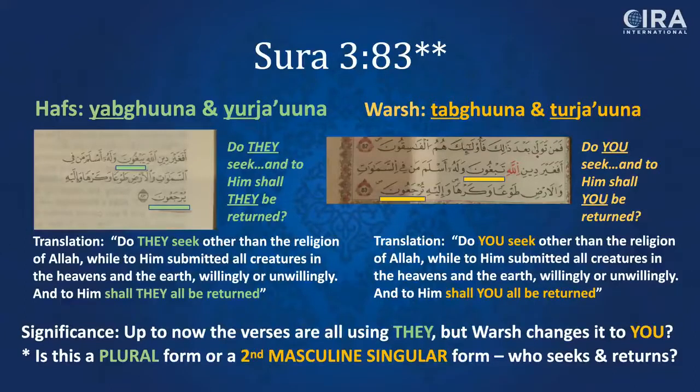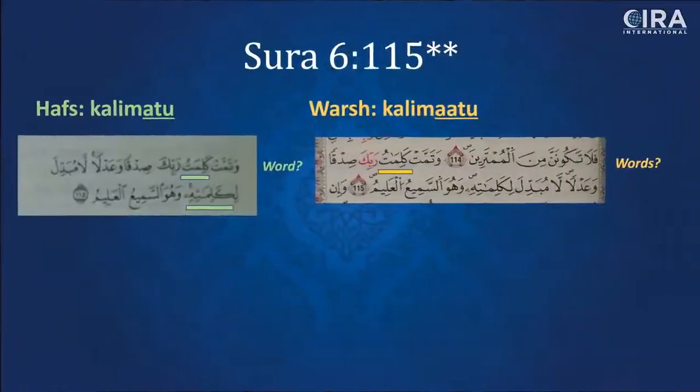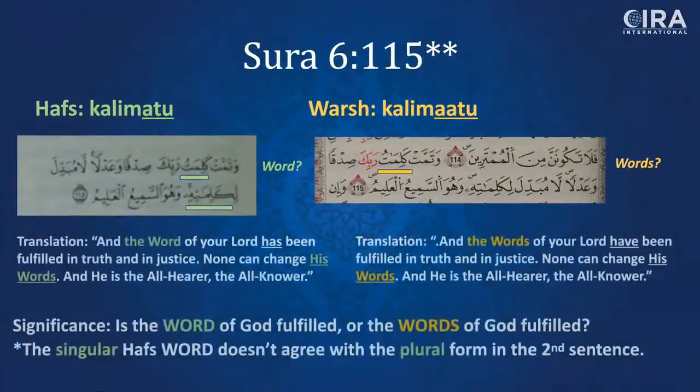People maybe that, let's say, Muhammad was talking to. They're the one who basically will be returned. They're the one who are seeking to know the deen, the religion of Allah. Where in the left, Hafs is talking about other groups, other people, other nation. Okay, so let's go to chapter 6, verse 115.